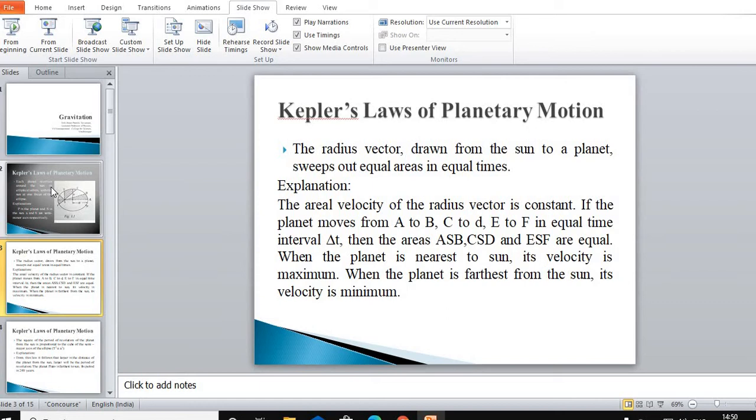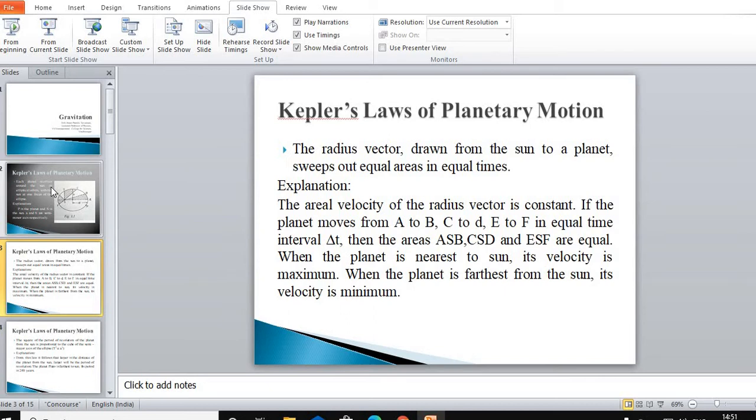The second law of Kepler is: the radius vector drawn from the sun to the planet sweeps out equal areas in equal intervals of time. The areal velocity of the radius vector is constant. If the planet moves from A to B, C to D, and E to F in equal intervals delta t, then the areas ASB, CSD, and ESF are equal.